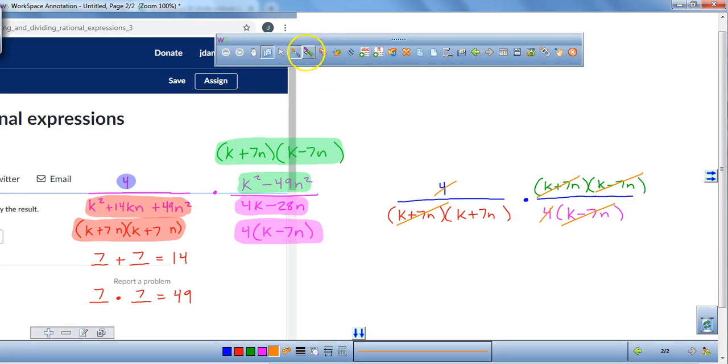There's only one answer left in the denominator, and that is k plus 7n, but in the numerator we got the number 1 still there. So here's what I'm going to write down as my final answer: 1 over k plus 7n. Right there.